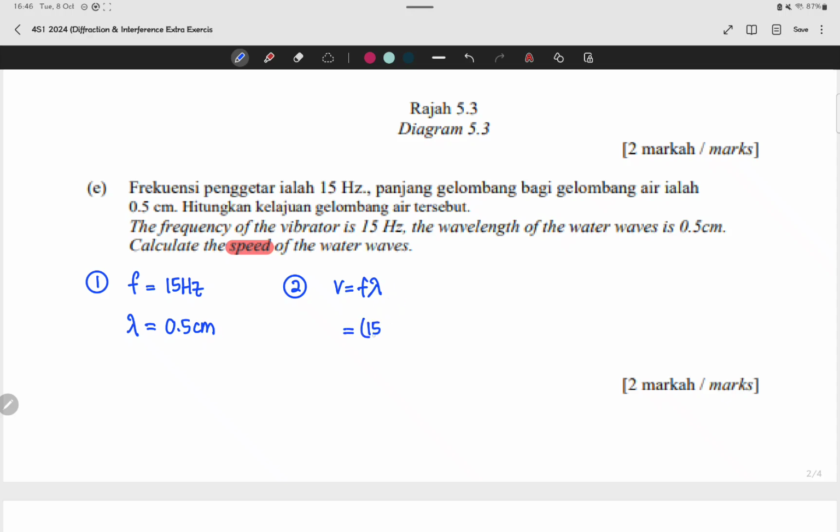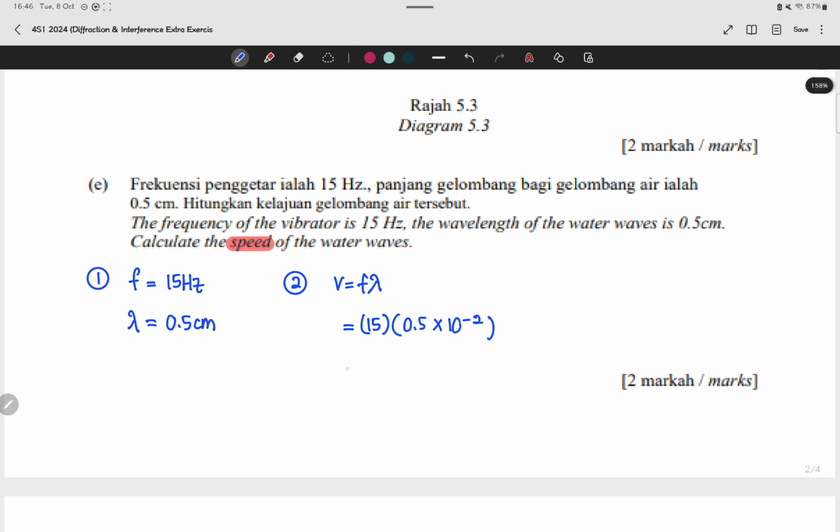f is 15 Hertz. Lambda is 0.5 cm, right? But we don't want cm, we put centi, 10 times power negative 2. Okay, then you get your answer 0.075 meter per second. Or you can also write 7.5 cm per second. But for 7.5 cm per second, you need to show that you used 0.5 cm. Okay, then the third part is this one, final answer with unit.